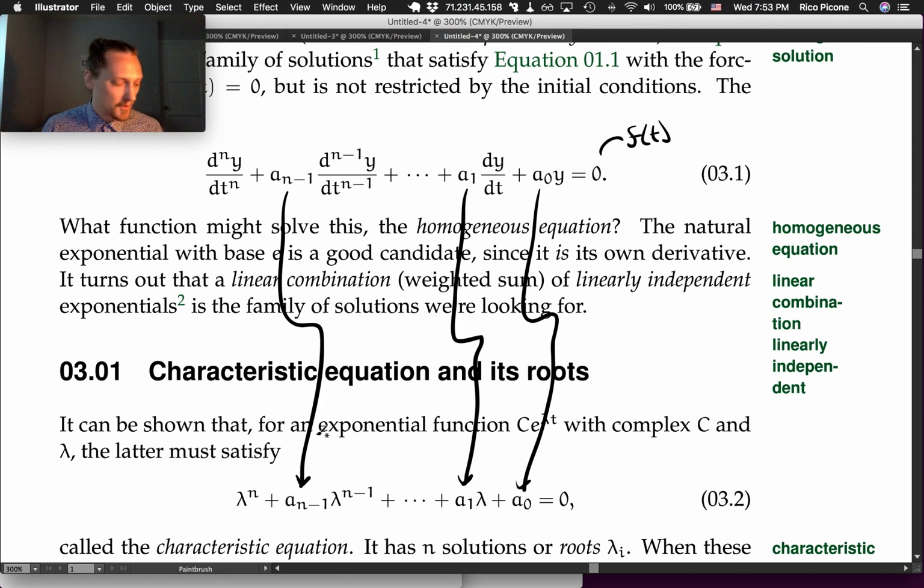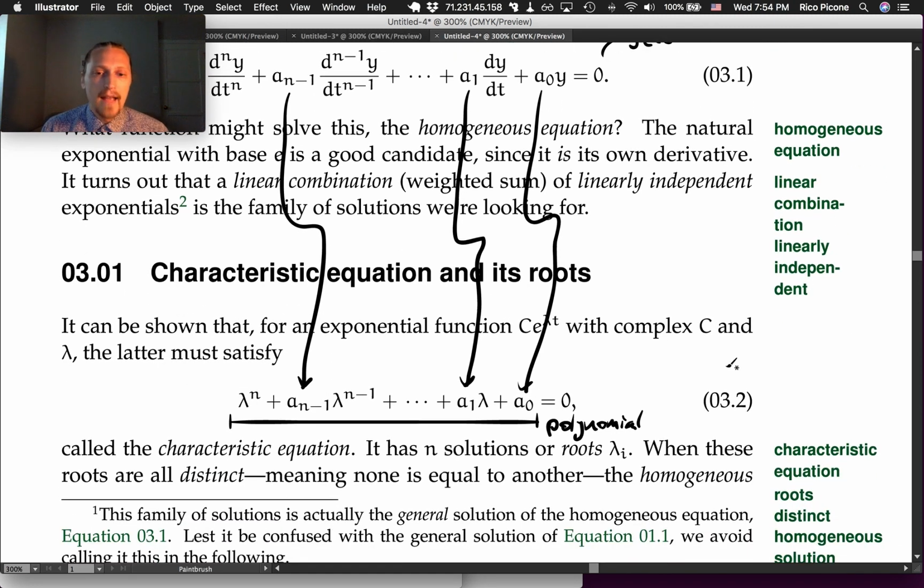And another terminology thing I didn't write down, but this left-hand side here is actually called the characteristic polynomial, right? When you set it equal to 0, it becomes the characteristic equation. Before you set it equal to 0, it's the characteristic polynomial. It has n solutions or roots lambda i, okay? When these roots are all distinct, meaning none is equal to another, okay? So that's important. When all of those lambdas are distinct, lambda 1 is not equal to lambda 3, for instance.